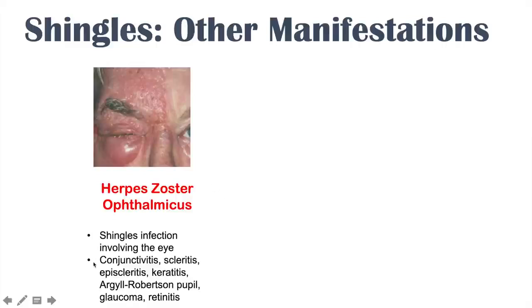And in the eye, we can see conjunctivitis, so the eye can look very reddened and injected. There can be scleritis, episcleritis, keratitis, Argyll-Robertson pupil. So if you were to do a swinging flashlight test, you can detect that, and glaucoma and retinitis as well. So all these things can be very detrimental to an individual and their sight. So you want to detect herpes zoster ophthalmicus.